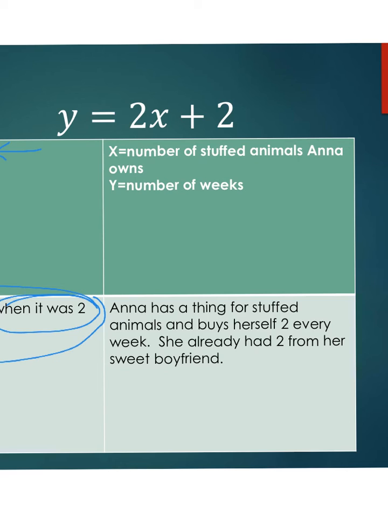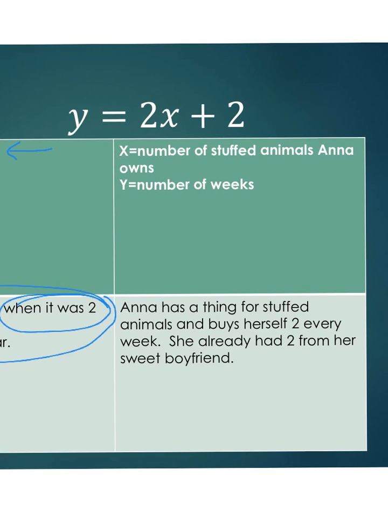Anna has a thing for stuffed animals and buys herself 2 every week. She already had 2 from her sweet boyfriend. So in the equation here, this 2 is our y-intercept, the 2 that she had from her boyfriend. And this 2 is the 2 she buys for herself each time. So we have to be real careful when we're thinking of situations that we know what x stands for.